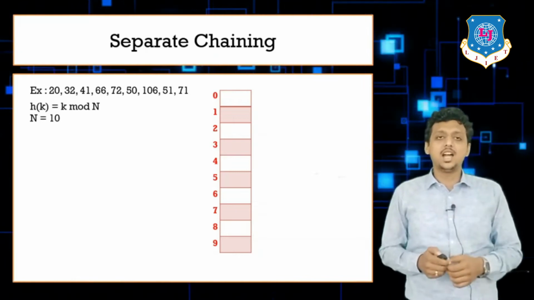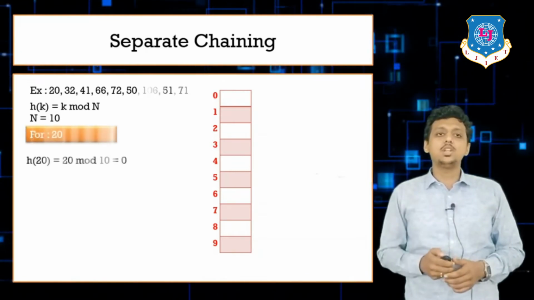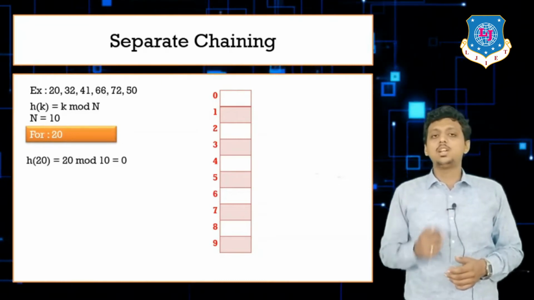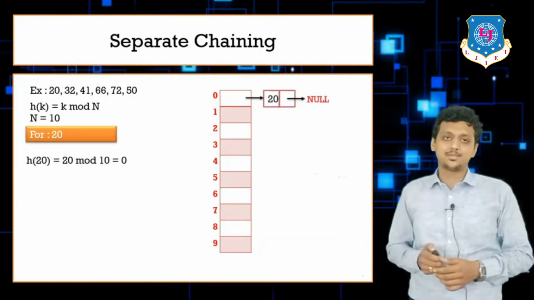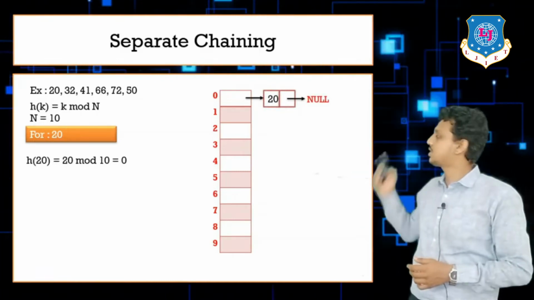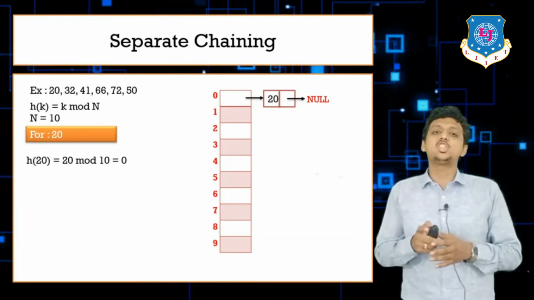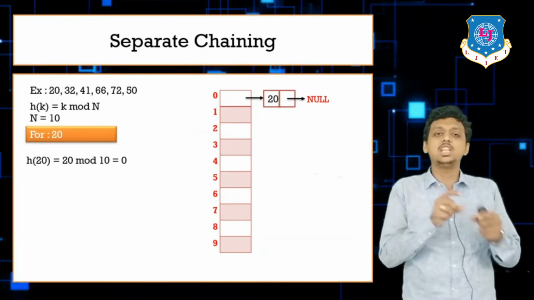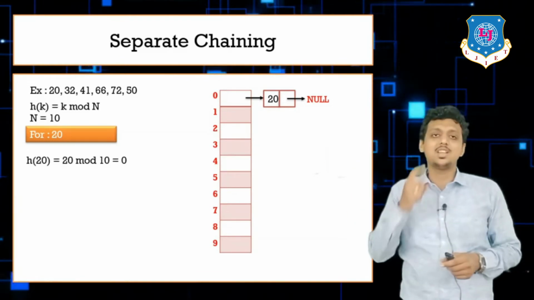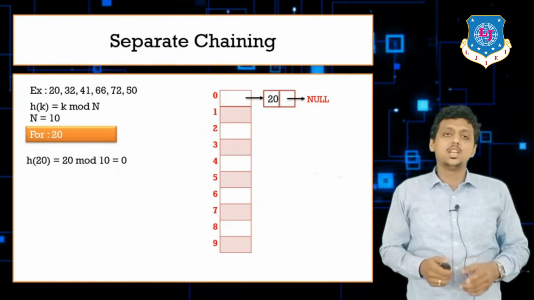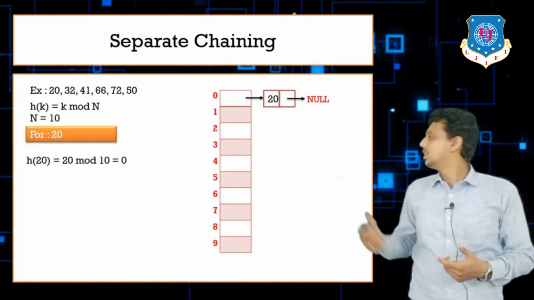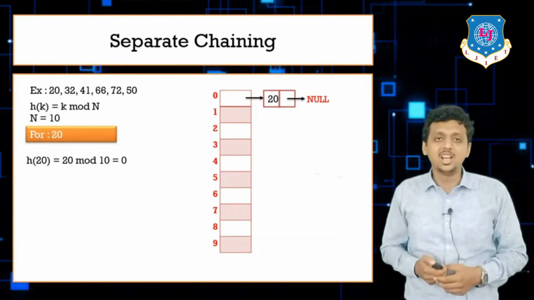So let's start with the first value. If I want to insert 20, then 20 mod 10 becomes 0. So 20 should be inserted at the 0th position like this. As you can see, I have inserted the 20 in linked list form because this is separate chaining. Chain means connection with each other. So each and every index holds a singly linked list. After 20 we do not have anything, that's why the pointer is pointing to null.